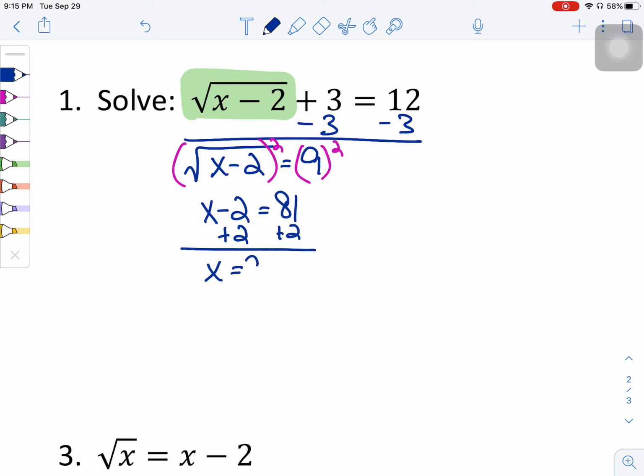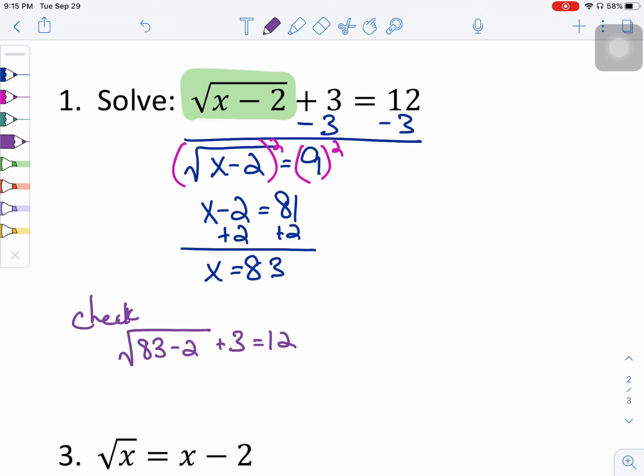So x is equal to 83, and the common answer you're going to hear me say for this video is maybe. Maybe x equals 83. What you have to do now is to check your work. So what does that mean? That means in the original problem, everywhere I have an x, I'm going to replace it with 83, and I'm going to make sure that the left side and the right side match.